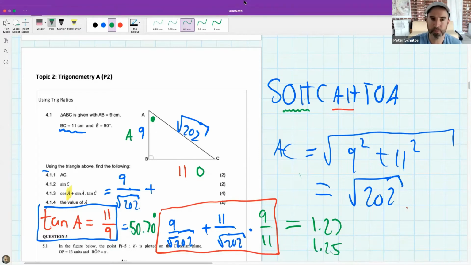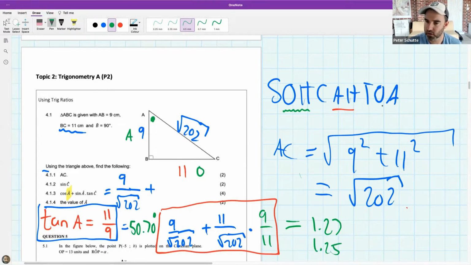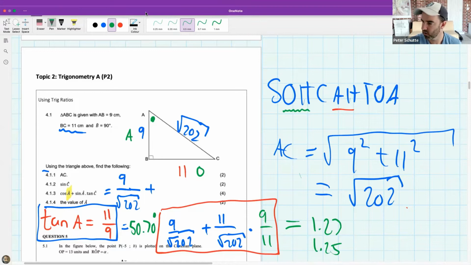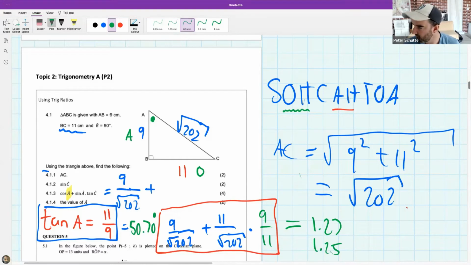Sorry, I don't know if you noticed in the memo that it was written tan A instead of tan C, so that might cause a bit of confusion. Aha. Okay, I'll have a look at that if there's any, but the answer seems to be correct. Yes, the answer is correct. Yeah, the value of A.